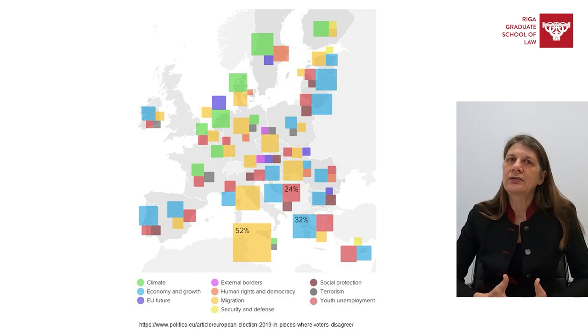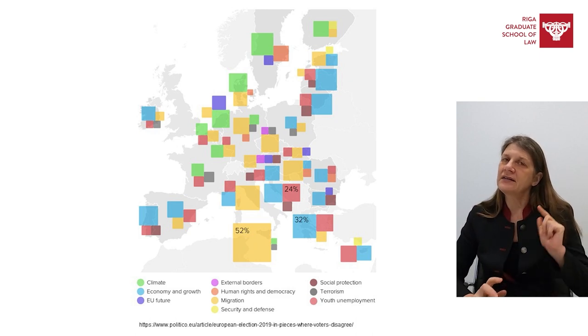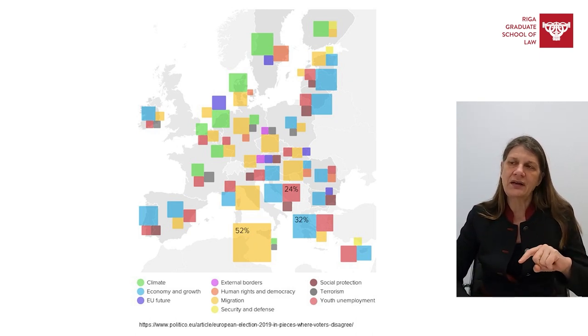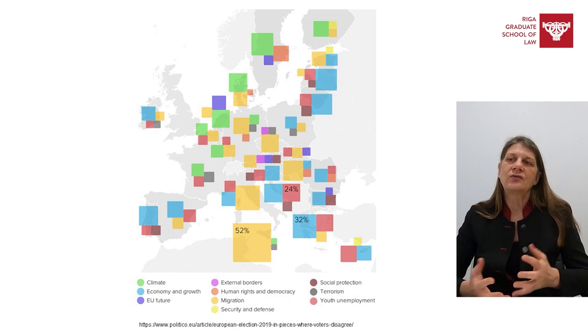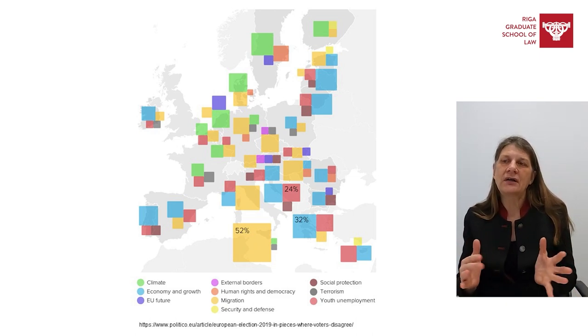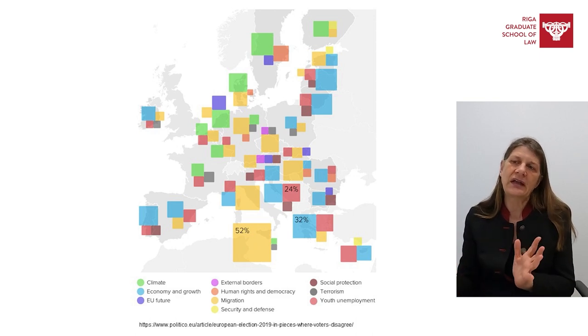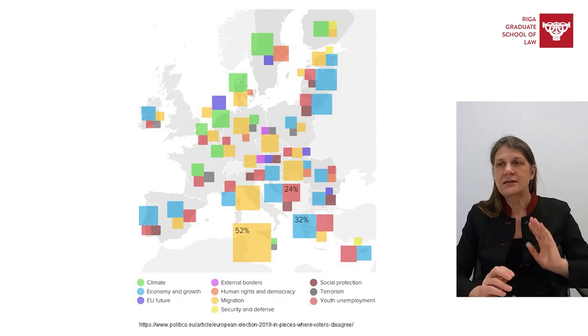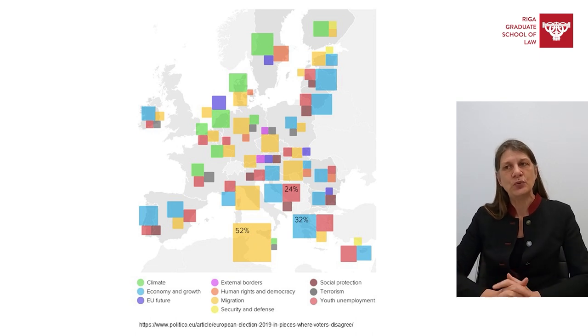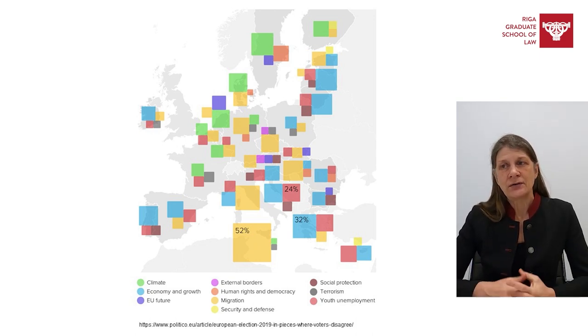So people are concerned about their future welfare, and this is before COVID. We are speaking about the European Parliament elections in 2019. So this is a mood which was in summer or the year before, but also the elections were held in May. So the 2019 mood: economy and welfare, it's number one.